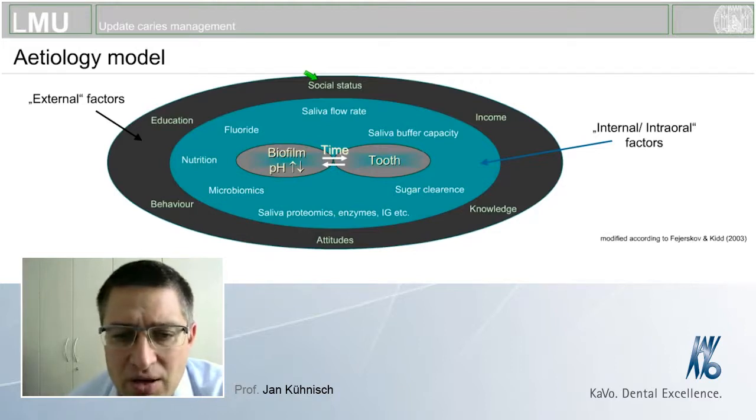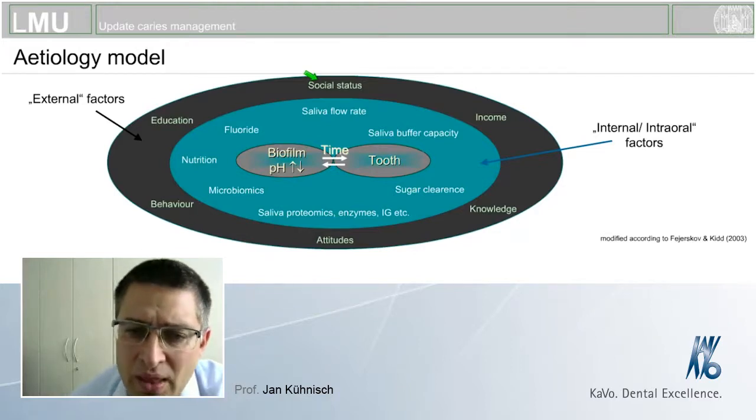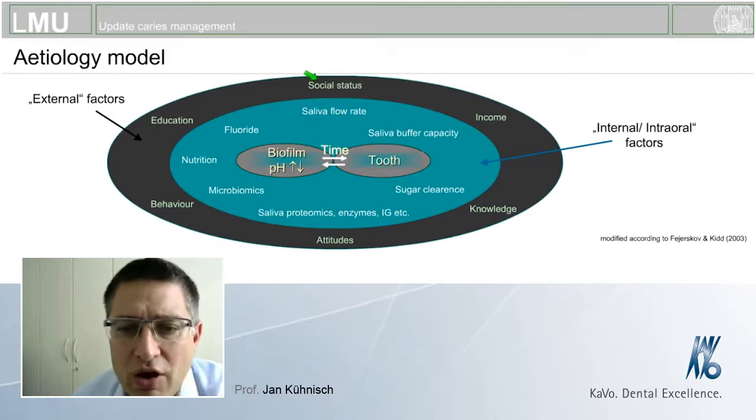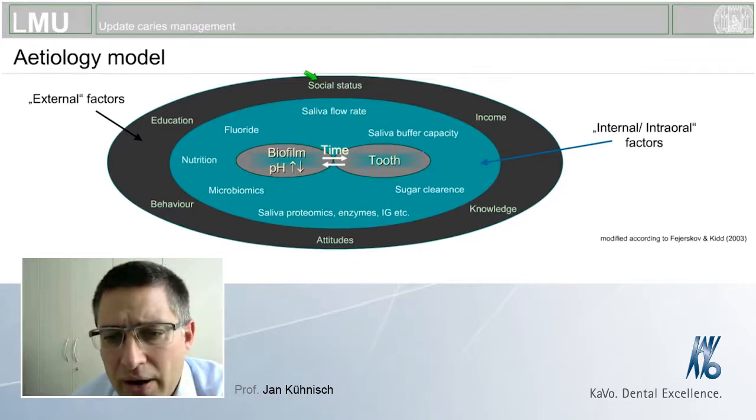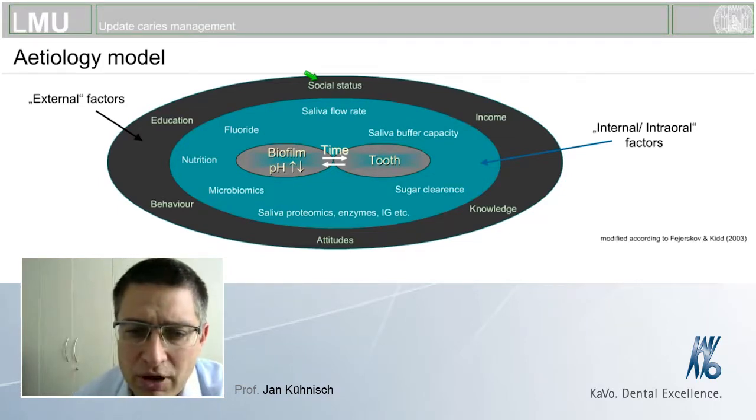On the other side, there are many protective factors. We have the saliva, those patients with a high flow rate, high buffer capacity, a good sugar clearance. They are a little bit protected, or much more protected against caries. And a very important point, which I forgot to mention so far, is the microbiomics.